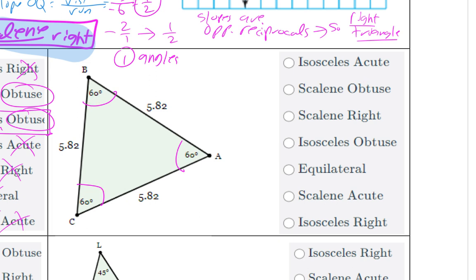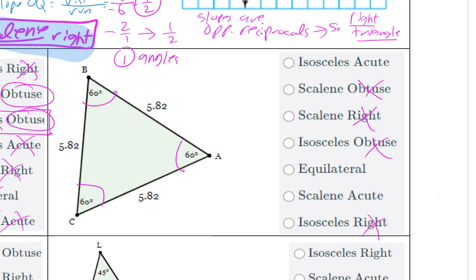So that means it can't be acute, can't be obtuse. Well, it can't be obtuse and it can't be right, right? Because we know that's not less than 90 and it's not a right angle. So we know it's not obtuse, it's not right.